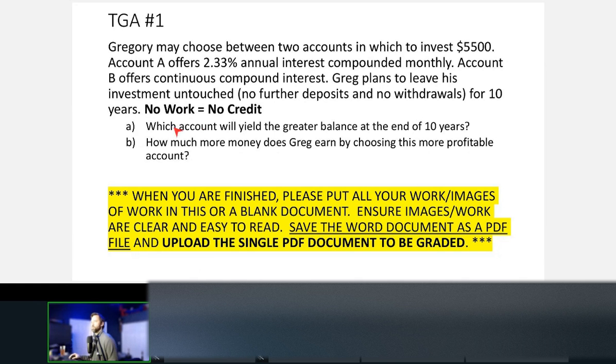Part A says, which account will yield the greater balance at the end of 10 years? Part A, you need to tell me, is it account A or is it account B? That's all it's asking. Part B says how much more. Let me underline the word more, because some people, English is hard sometimes, even for me. More. How much more money does Greg earn by choosing this more profitable account?